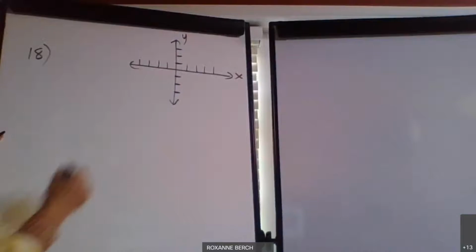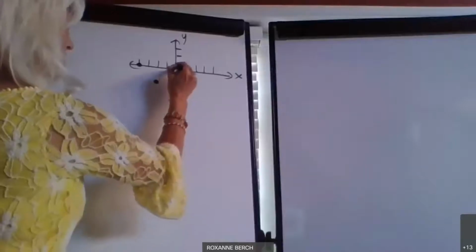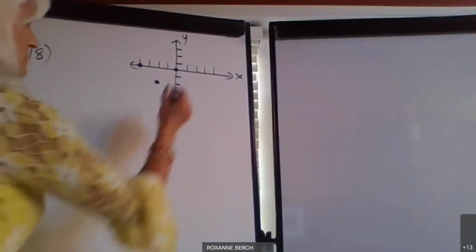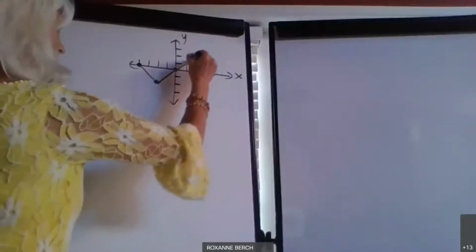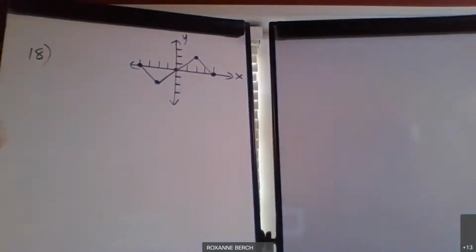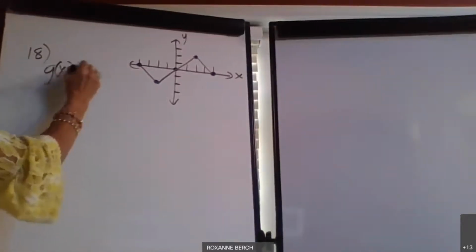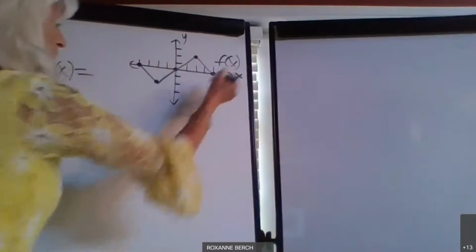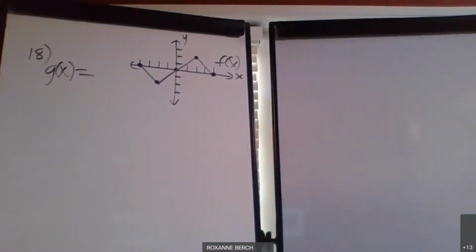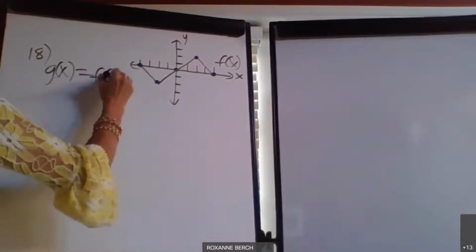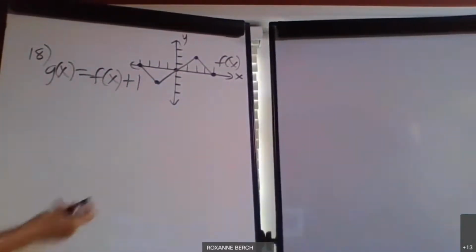Left 4, 0. Left 2, down 2, 0, 0, right 2, up 2, and right 4, 0. Yes. Okay, well, we don't have an equation for him, but who cares? He's still a function. And so in problem number 18, it says, okay, well, what is G? This is the F. What is G doing? So you tell me, what is G doing to F?